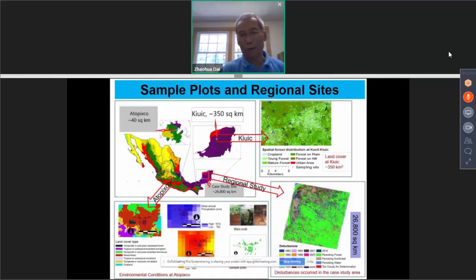Okay, we did some simulations. This is for Mexican forests. First we did simulations at just the plot level to test the model: does it work or not? And also we used the model to simulate larger sizes. First we did the Quick area, where there were 23 plots.